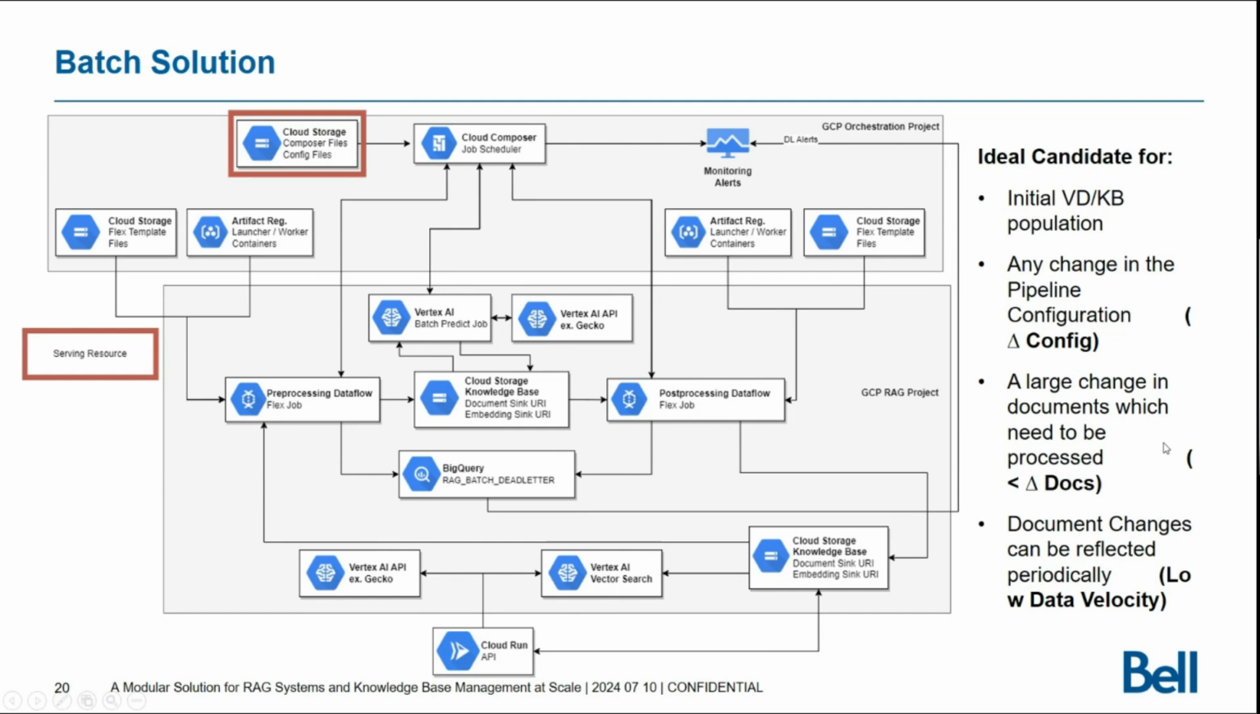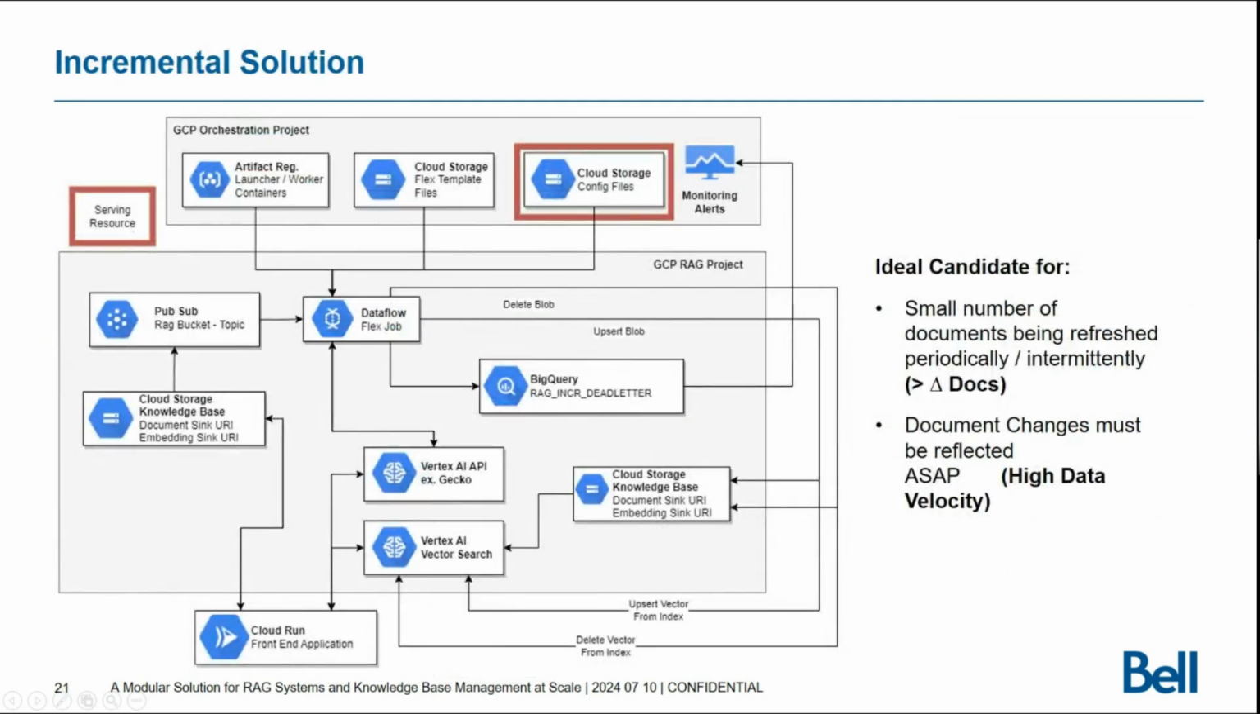So if we look at our incremental solution, we've already established that batch is ideal for rebuilding the index and large document changes. However, it's far from an ideal solution when we have high velocity documents. So again, when we have small batches of documents being refreshed periodically or intermittently, and the changes need to be reflected as soon as possible, you lean towards this solution. You should note that we have many common components and elements as the batch pipeline, right? So you have the knowledge base bucket, which does not change. We echo the same sentiment for the vector DB.